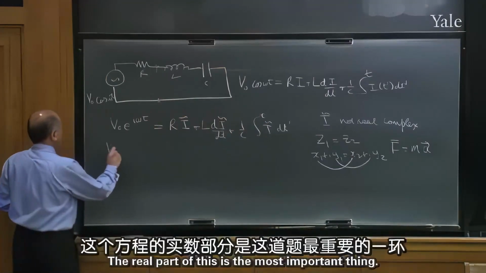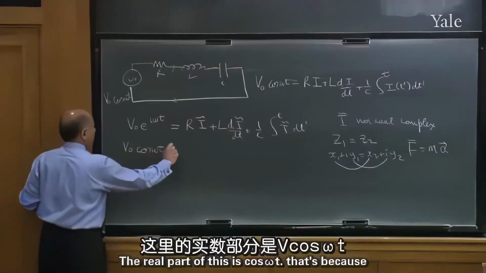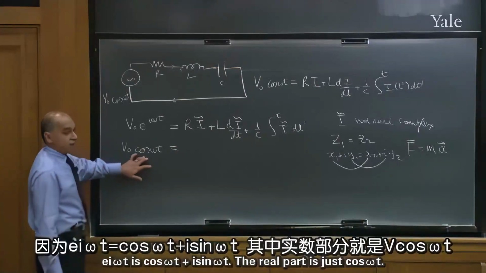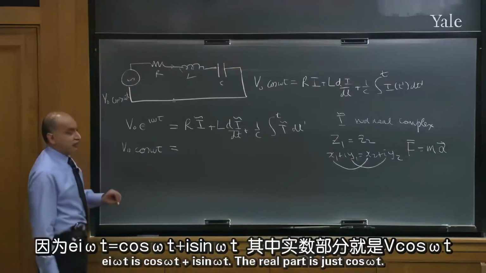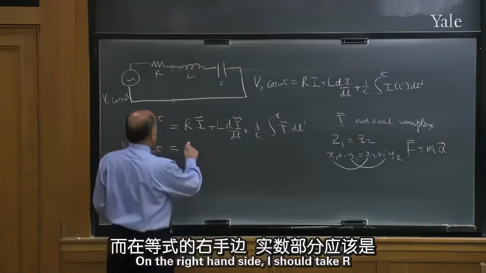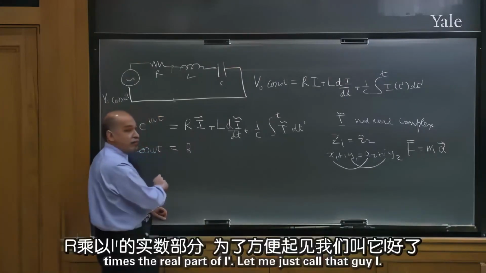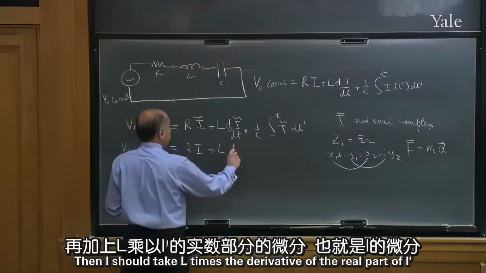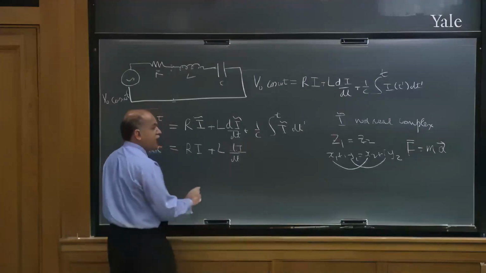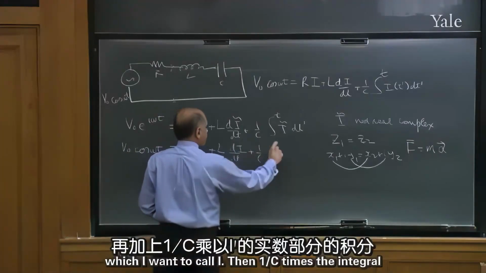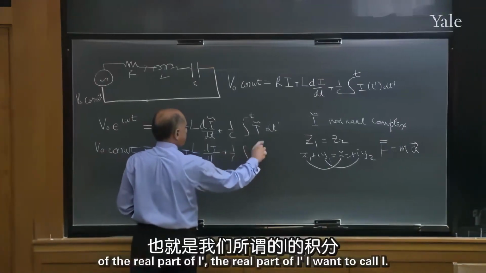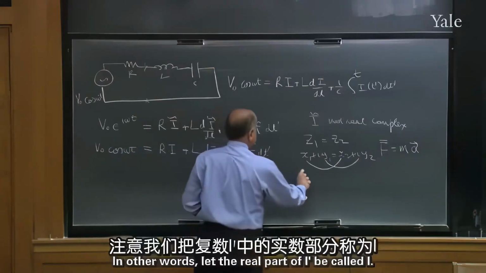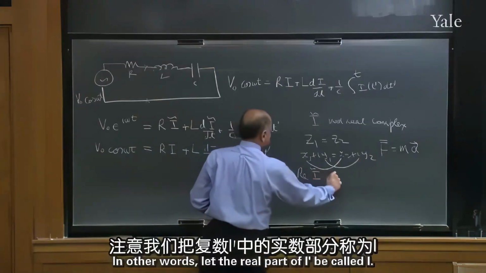The real part of this is the most important thing. Real part of this is cos omega t. That's because e to the i omega t is cos omega t plus i sin omega t. The real part is just cos omega t. On the right-hand side, I should take R times the real part of I twiddle. Let me just call that I. Then I should take L times the derivative of the real part of I twiddle, which I want to call I. Then 1 over C times the integral of the real part of I twiddle, which I want to call I. In other words, let the real part of I twiddle be called I.